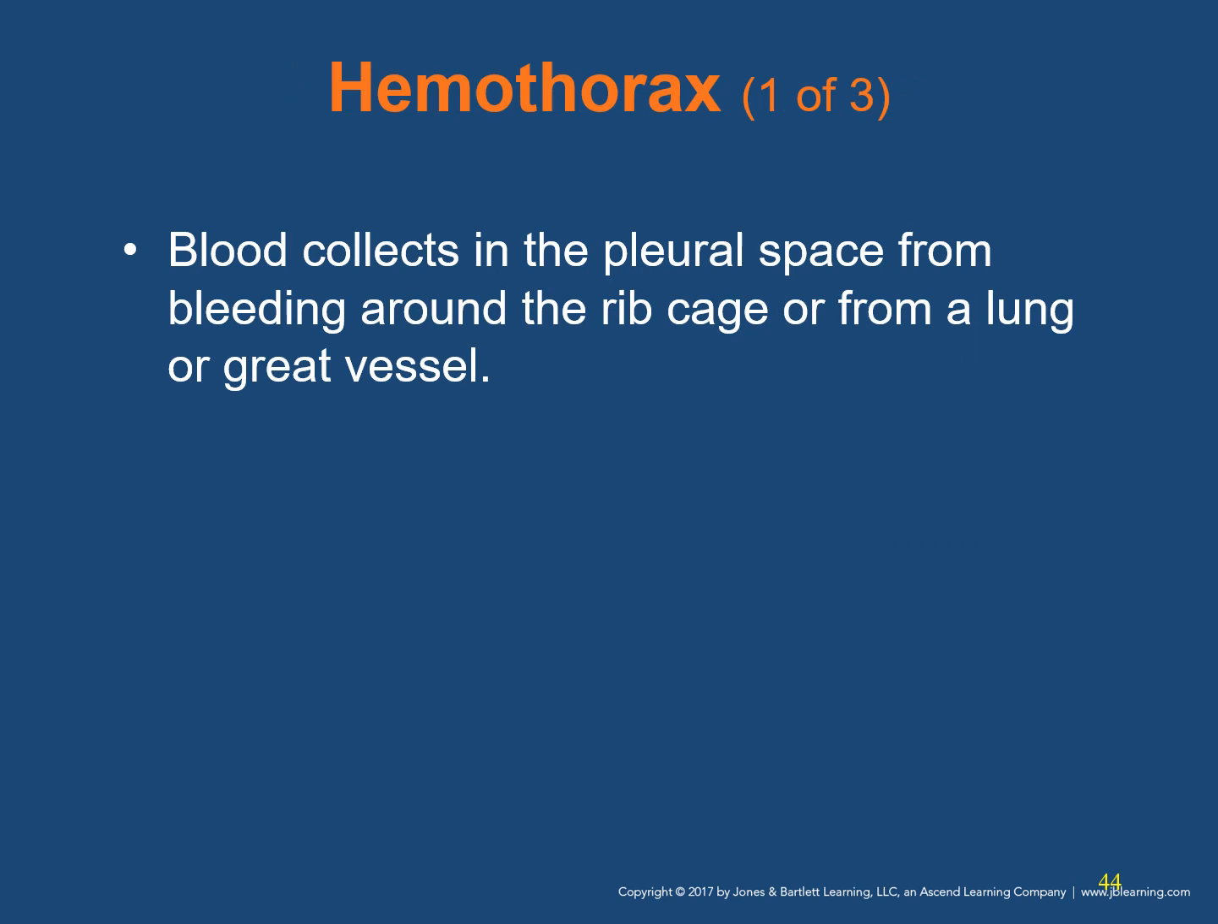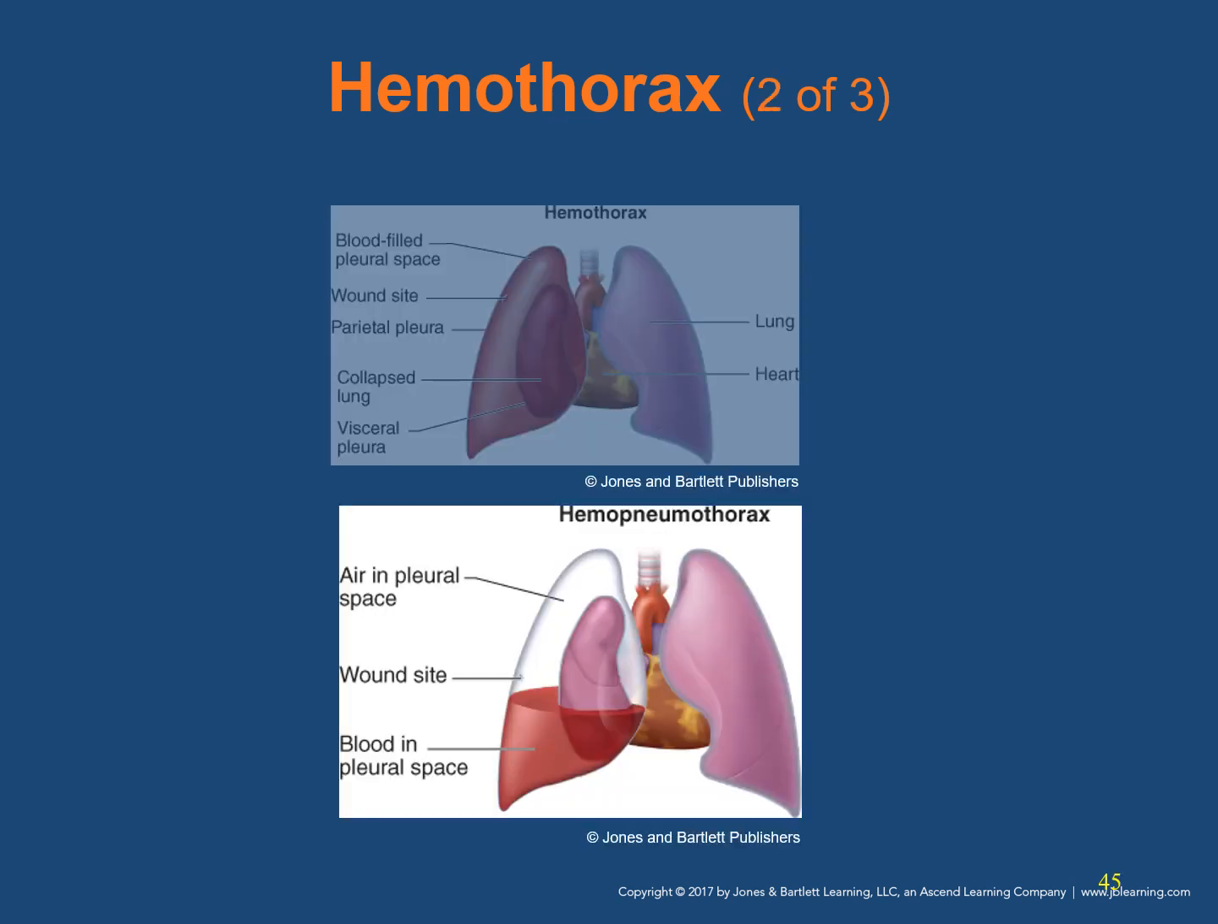Hemothorax is a condition in which blood collects in the pleural space from bleeding around the rib cage or from a lung or great vessel. The illustration on this slide shows a hemothorax and a hemopneumothorax. A hemothorax is a collection of blood in the pleural space produced by bleeding within the chest. When both blood and air are present, the condition is called a hemopneumothorax.